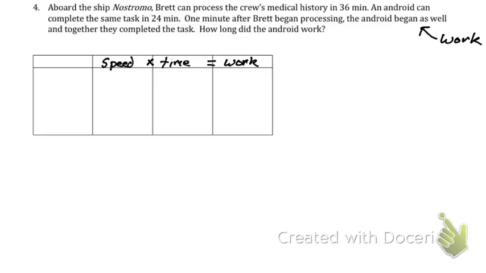All right, now let's read the question. So, aboard this ship, Brett can process the crew's medical history in 36 minutes. An android can complete the same task in 24 minutes. One minute after Brett began processing, the android began as well, and they worked together to complete the task. So together, they completed one medical history. Here's what's going to be really important here. First, let's make our columns. We have our two rows. We have Brett, and we have a robot.